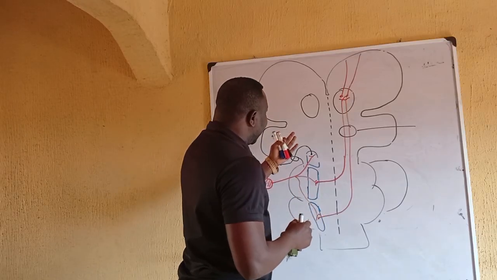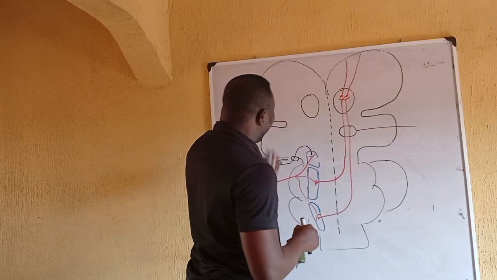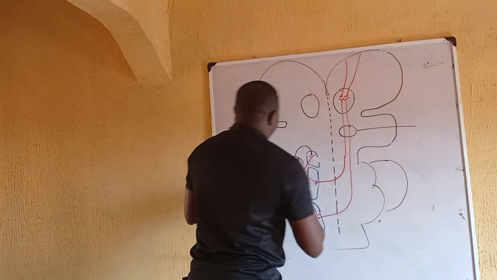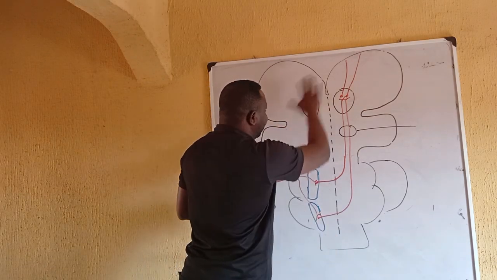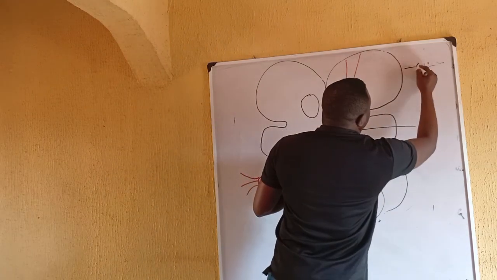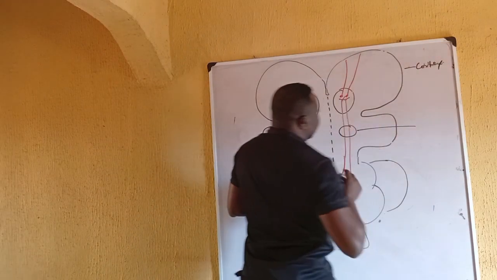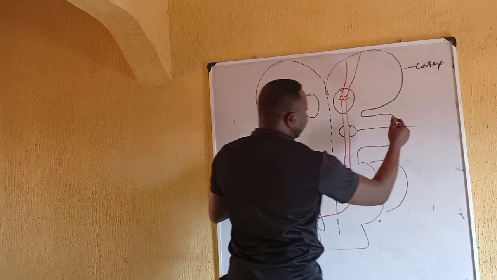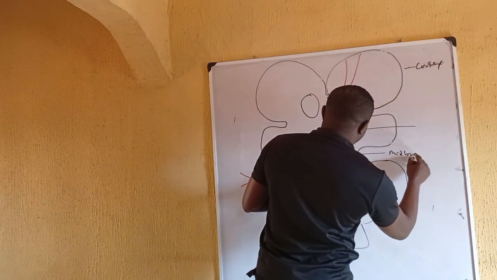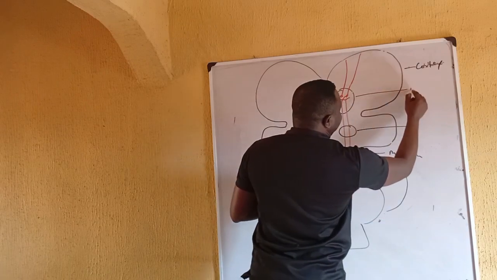Now, let's talk about the trigeminal pathway. Now, we were able to establish that, okay, let me identify this structure. This is actually the cortex. This is the cortex. This is the midbrain. Here is the midbrain. This structure here is known as the thalamus.